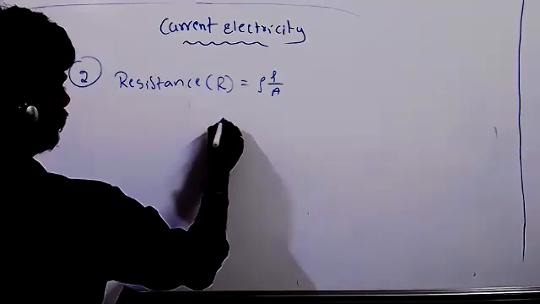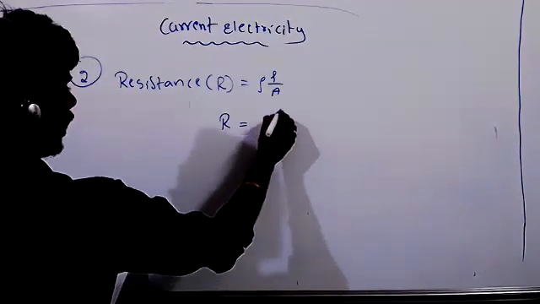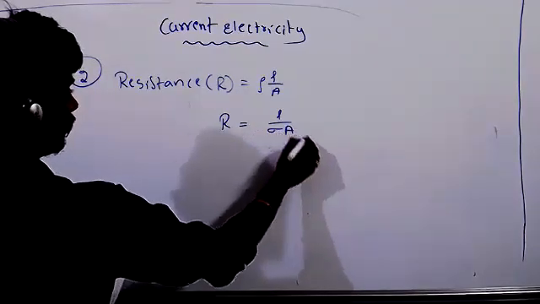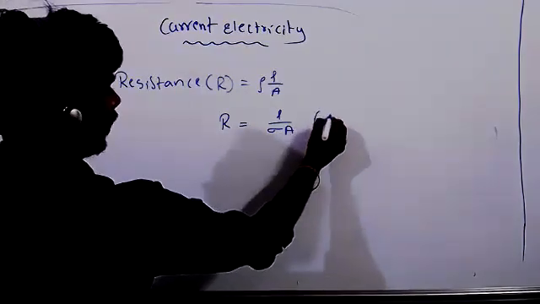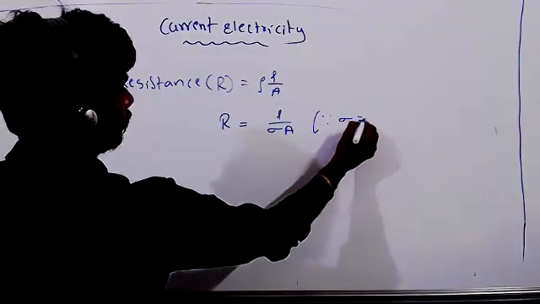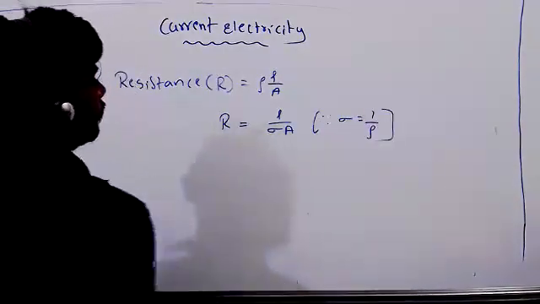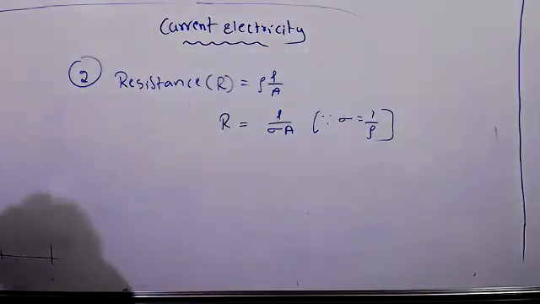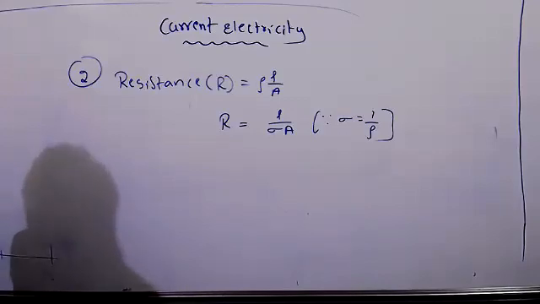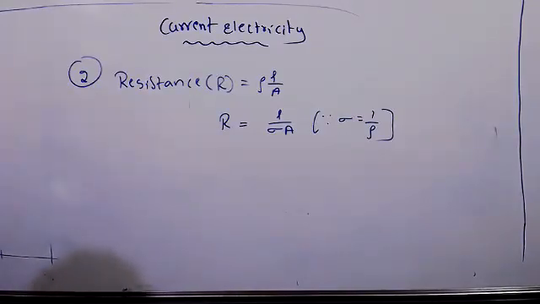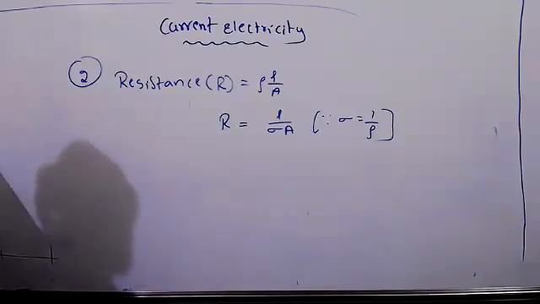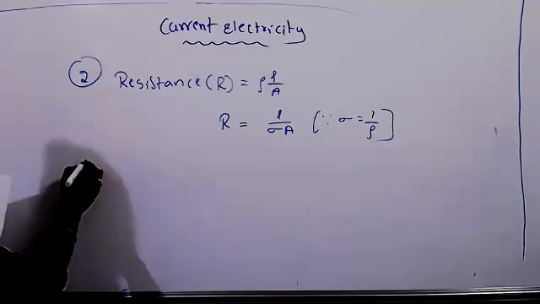And we can write this rho equal to RA by L, and here sigma equal to 1 by rho. What is sigma? Conductivity, sir. Yes, conductivity. Conductivity is inversely proportional to the resistivity. We have some sums also on that, just go through it.